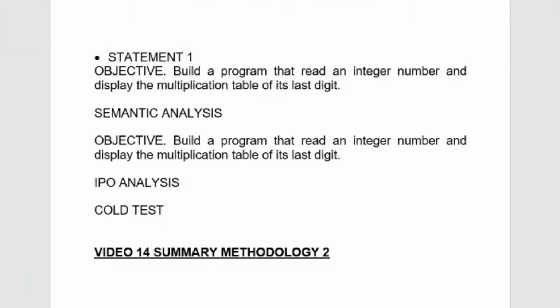Let's see the first statement. What is the objective? The objective is build a program that reads an integer number and display the multiplication table of its last digit. Do you understand this statement? You probably say, yes, of course, I understand. But do you really understand? Do you absolutely understand? Are you sure you understand this statement?